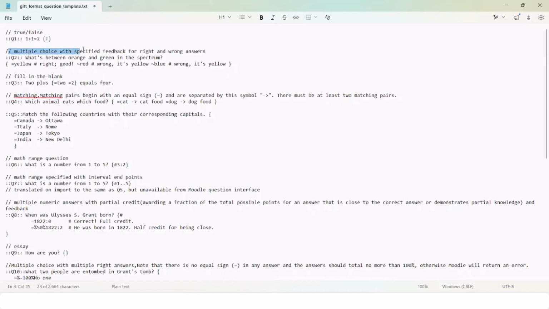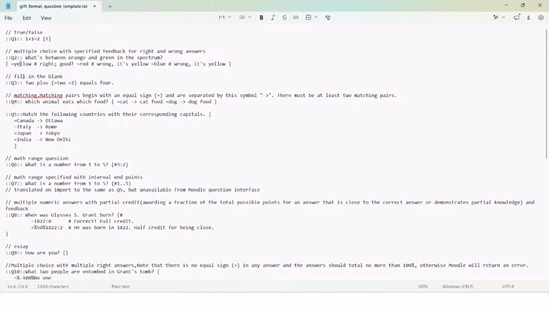So let's look at a multiple choice with specified feedback for right or wrong answers. This is question number 2, the question title, then the question itself: what's between orange and green in the spectrum. Then indicate the correct answer, and remember the correct answer should be put in the braces, the curly brackets. So this is the correct answer.